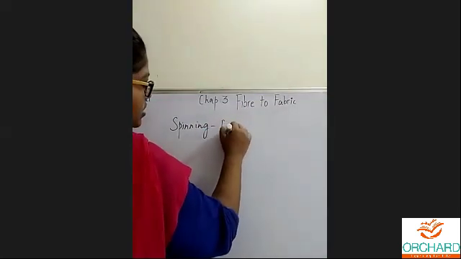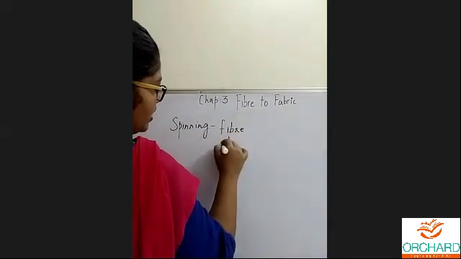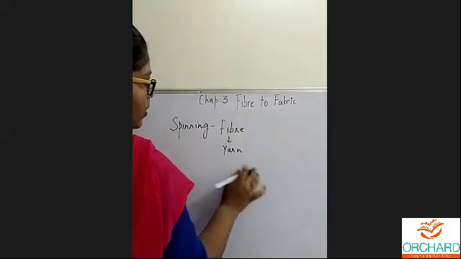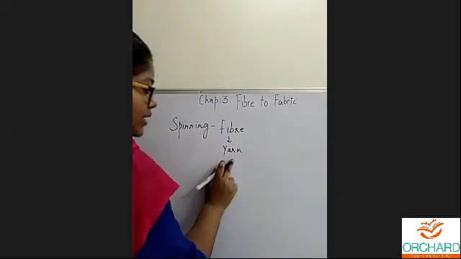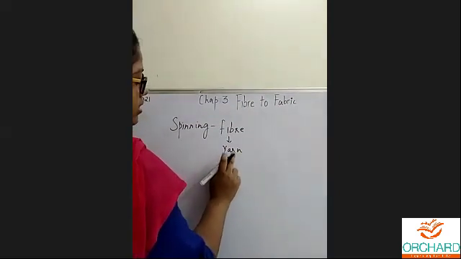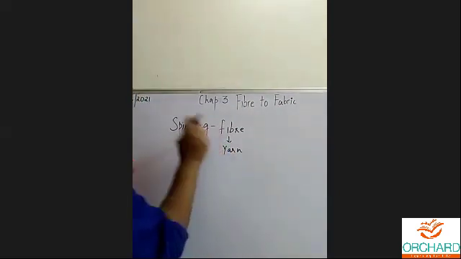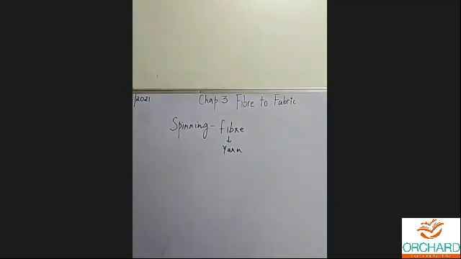So what is the process we have learned? Fiber is converted into yarn. Yarns are continuous, long, strong threads. So the wool fiber is converted into yarns. They are twisted, they are spun into yarn in this process called spinning. So we get longer fibers.